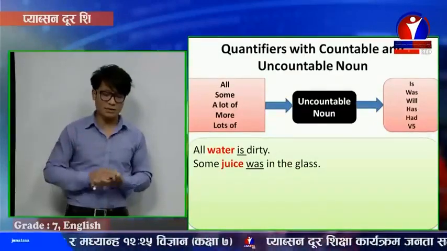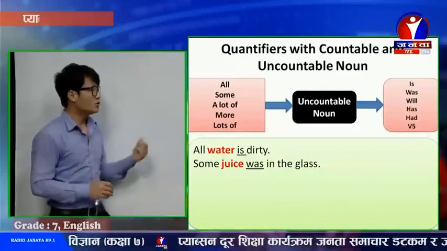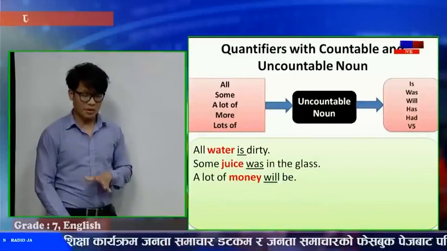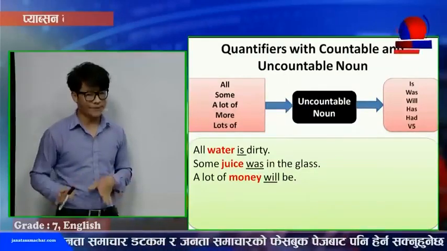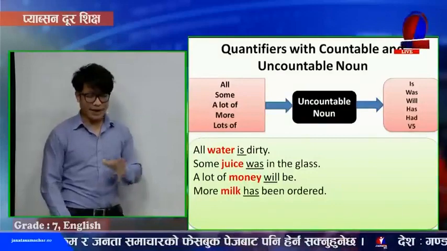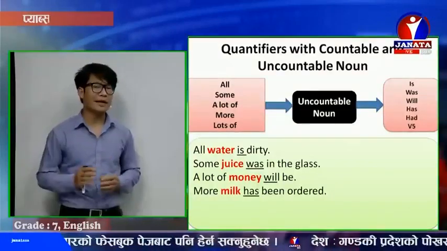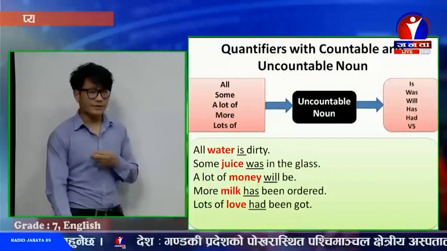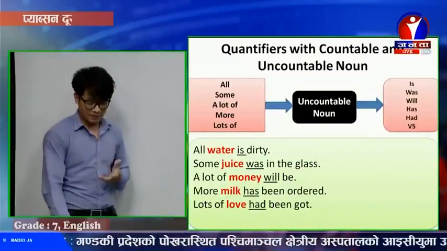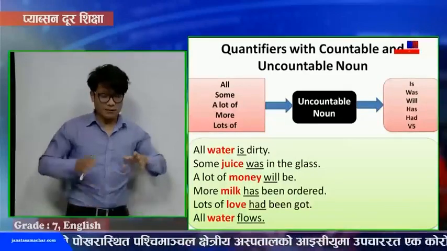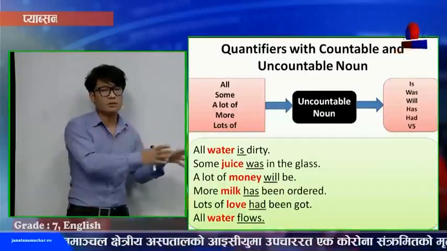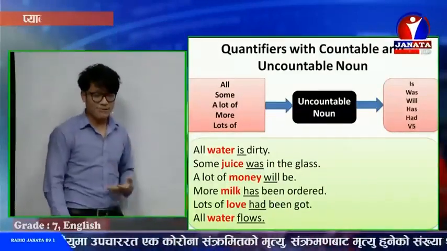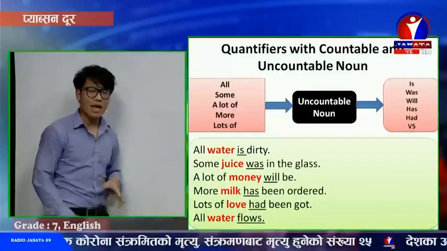Next, some juice was in the glass. A lot of money will be. More milk has been ordered. Lots of love had been good. All water flows. So you can see verb 5 there also. So this is a quantifier with an uncountable noun and verbs.